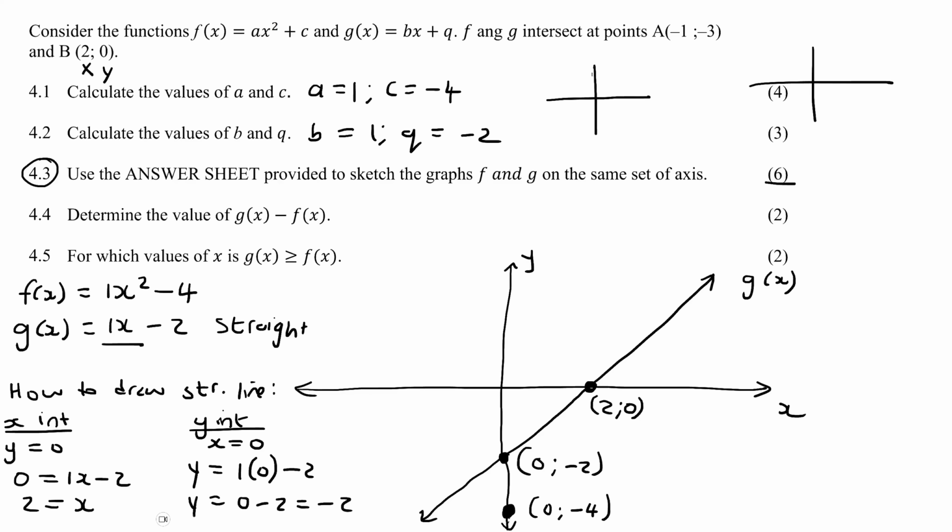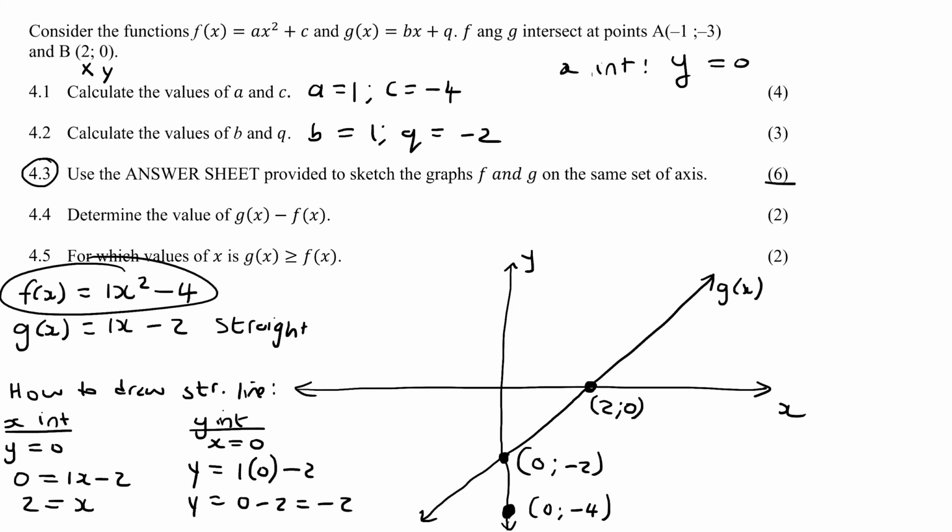But we shouldn't actually draw it just yet, because we still need to go find where it's going to cut over here. So we need to go find the x-intercepts. Okay, so to find x-intercepts, we make y 0. So we're going to take this equation and we're going to make y 0. So like that.